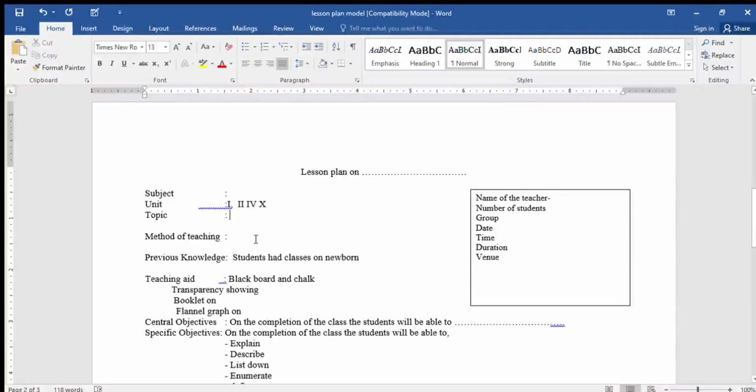Why we are not writing only lecture: it's not only you are lecturing. When the students have some doubts, they have to ask. It's a common discussion. So we can write here lecture cum discussion.